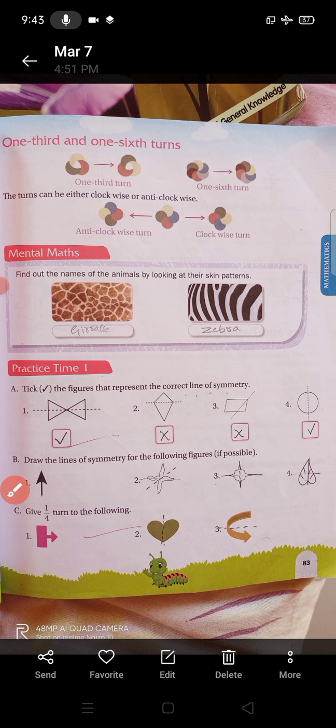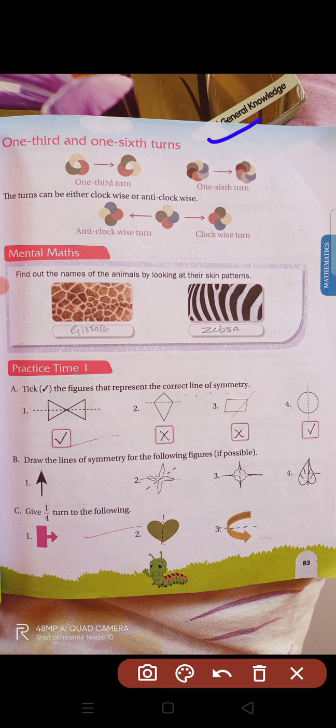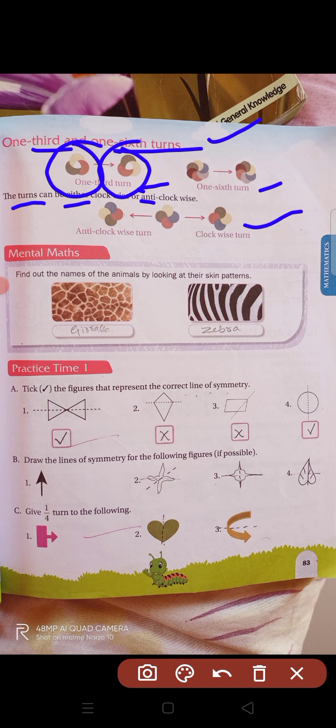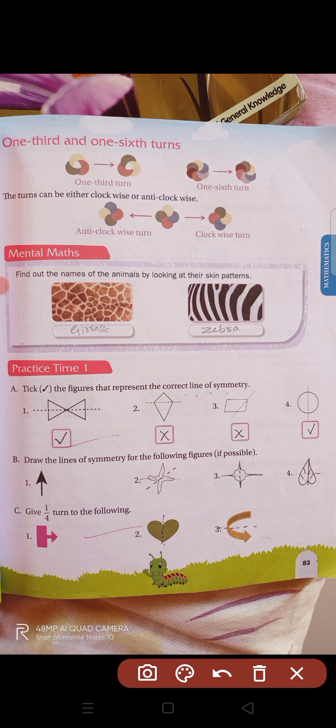Next also one third and 1/6 turns. Okay, just the position of these designs is changed. That is, the turns can be either clockwise or anti-clockwise. So here one third turn means there will be three rotations or three turns. So here one third turn is like this, that appears like this.